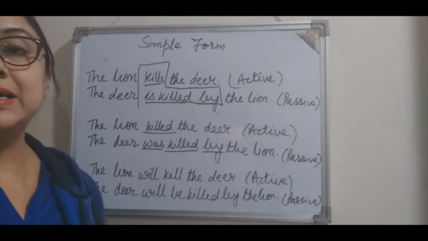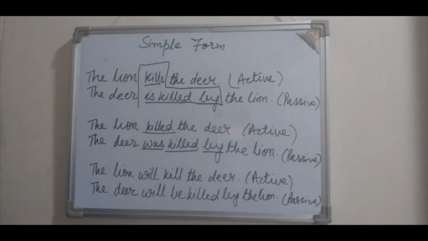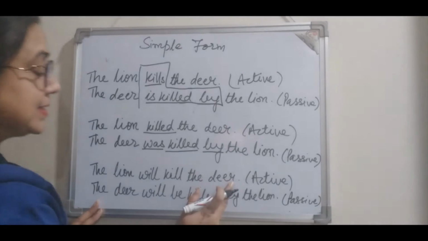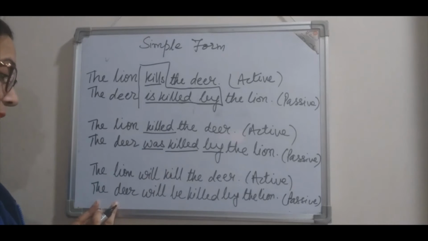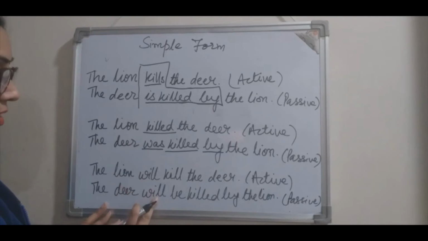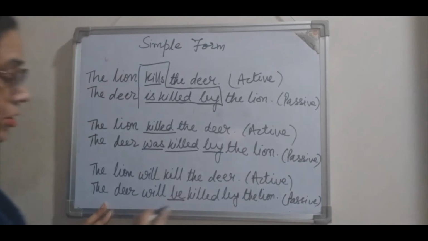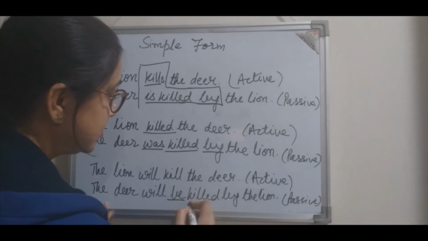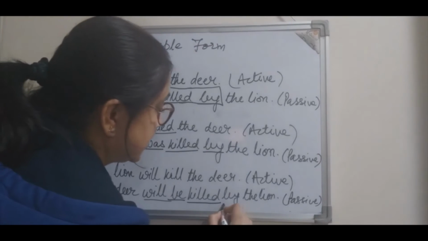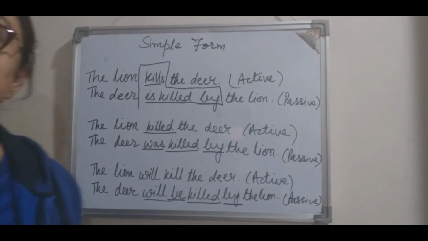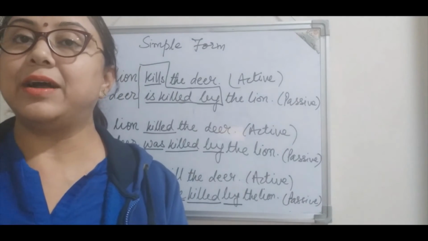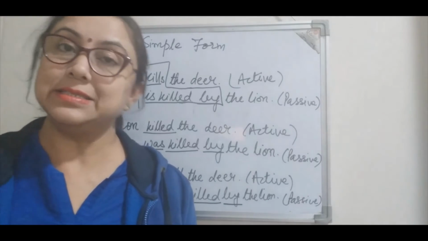Similarly, when we take a look at the simple future tense, again the same rule is applicable. The lion, which is the subject, becomes the object of the passive voice, and the deer, which is the object in active voice, becomes the subject of the passive voice, right? And after that, since the sentence is in future form, we add the auxiliary 'will be', right? And as per the rule, the verb takes its third form, that is the past participle form, and the preposition by gets added. So I hope the simple form of tenses is clear to you: how to change the sentence from active voice to passive voice if it is in simple present tense, simple past tense, and simple future tense.